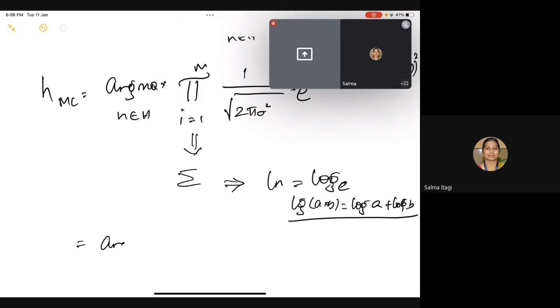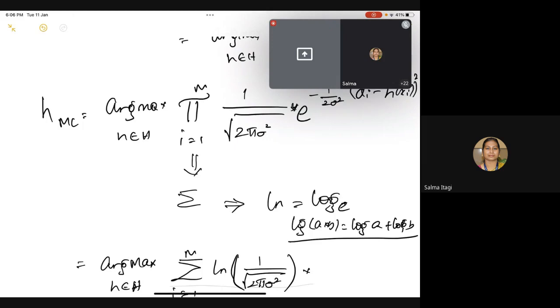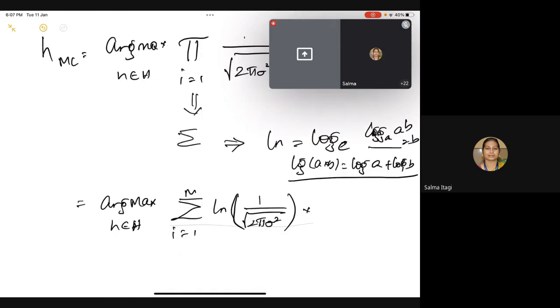So then what happens is argmax, where h belongs to hypothesis space, summation over i, okay, now logarithm of 1 over square root of 2 pi sigma square, times logarithm of something to the power e. Again, log to base a of a power b equals b, right? So b times log a to the base a, this becomes 1, so it's b. So in the same way over here, if I apply this formula, then all I get is minus 1 over 2 sigma square di minus h of x of I whole square.